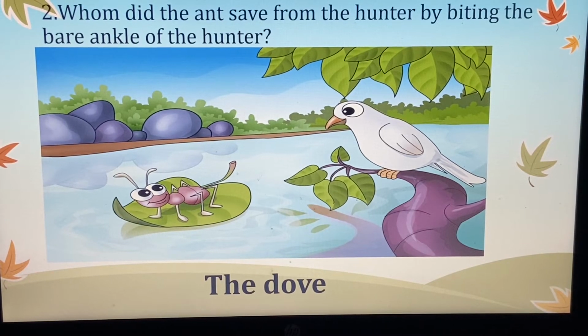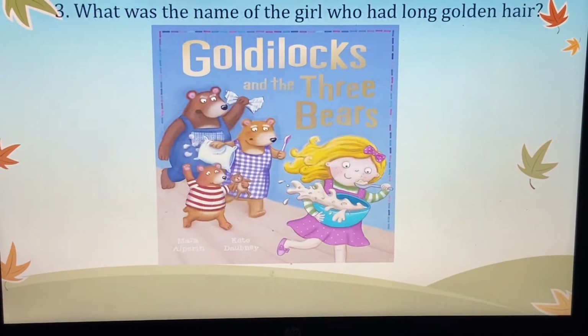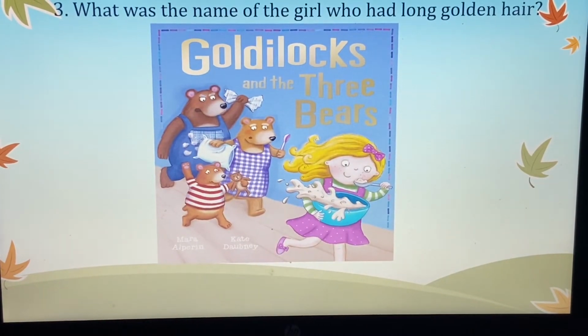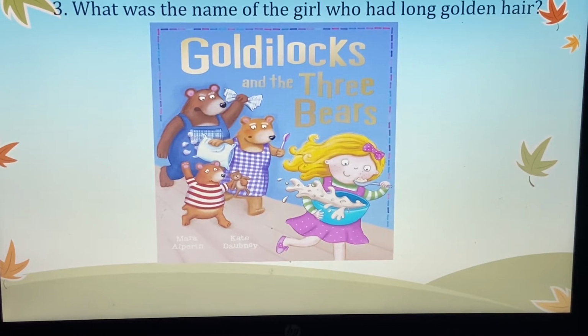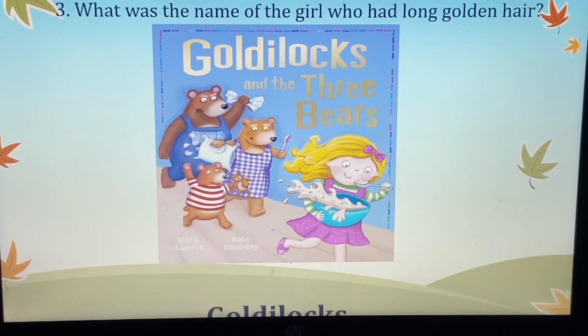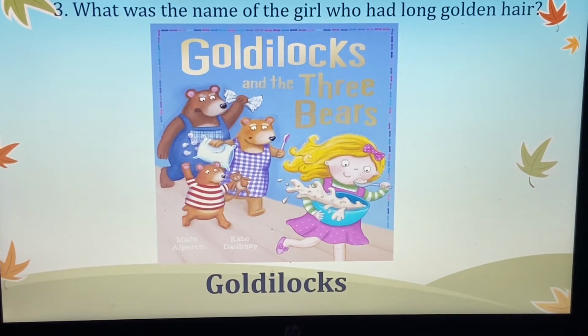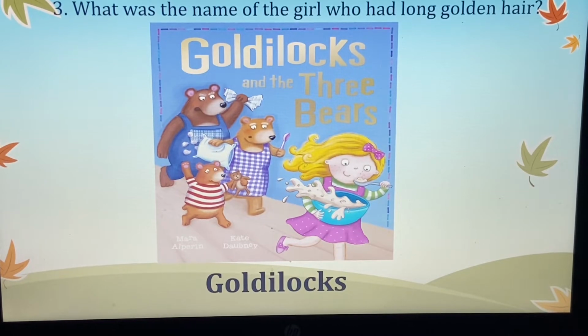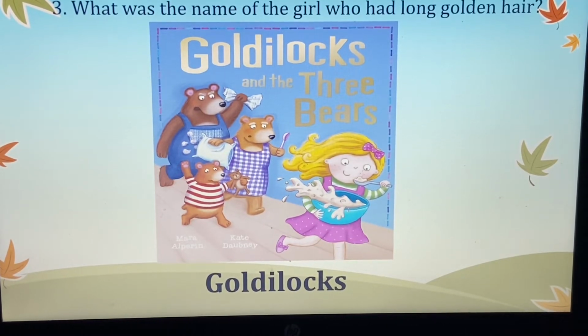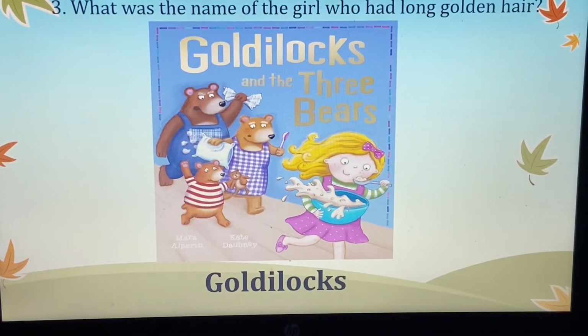Now, we have another beautiful story with us. Let's explore the name of this story. What was the name of the girl who had long golden hair? And I know all of you have guessed it. Yes, that's correct. That's Goldilocks. I know you all have listened to this story from your teacher or from your mama. This is a beautiful story of Goldilocks and the Three Bears. She has beautiful long hair in the story.